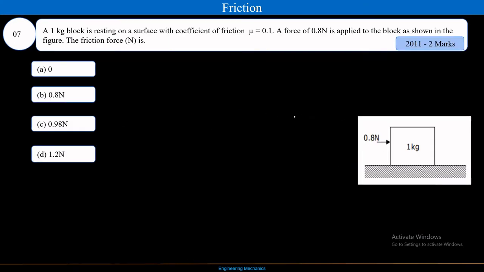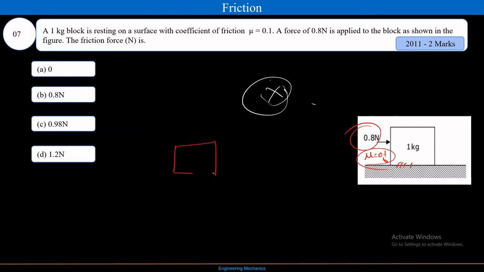This is a very important question. A 1 kg block is resting on a surface with coefficient of friction mu equal to 0.1 between the floor and block. A force of 0.8 Newton is applied to the block as shown in the figure. What is the frictional force? Let's see.